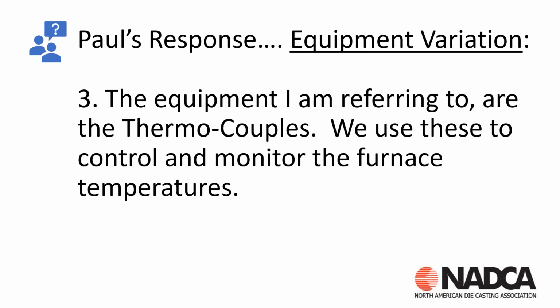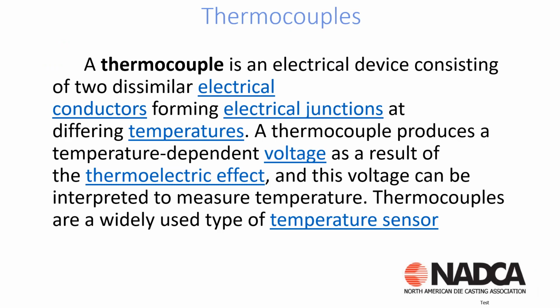The last thing I want to touch on is basically equipment variation. So the equipment I'm referring to are the thermocouples that we use to control and monitor our furnace temperatures. So, what is a thermocouple? Well, it's an electrical device consisting of two dissimilar electrical conductors. These electrical conductors form electrical junctions at different temperatures. And then the thermocouple produces a temperature-dependent voltage as a result of a thermoelectric effect. So this voltage difference can be interpreted as temperature measurements.